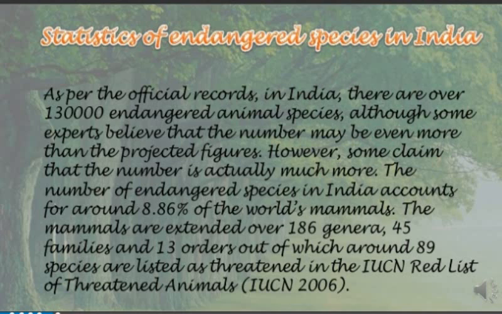The number of endangered species in India accounts for around 8.86% of the world's mammals. The mammals are extended over 186 genera, 45 families, and 13 orders, out of which around 89 species are listed as threatened in the IUCN Red List of Threatened Animals.